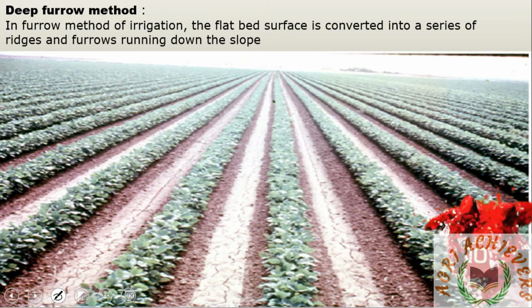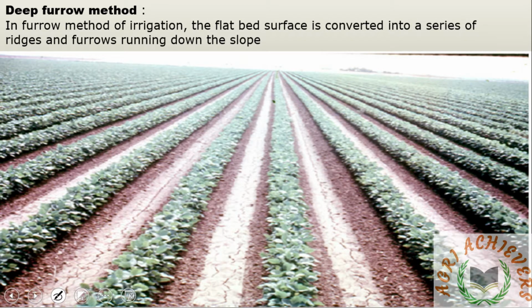Deep furrow method. In the furrow method of irrigation, the flat bed surface is converted into a series of ridges and furrows running down the slope. See here, these are the furrows, and these are the ridges. The field is made into furrows and ridges, and water is given in these furrows.